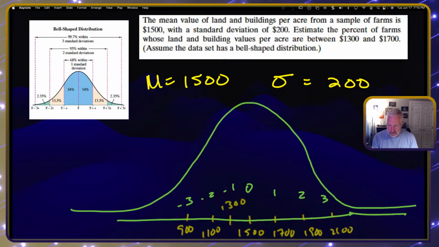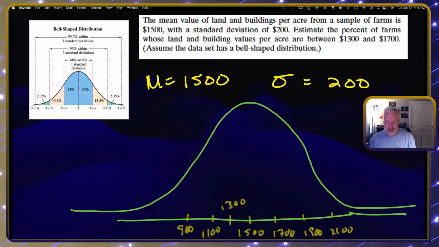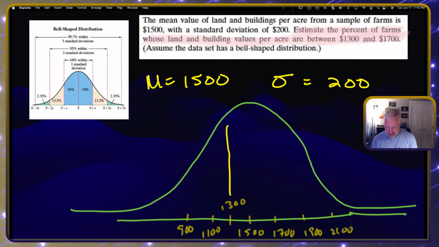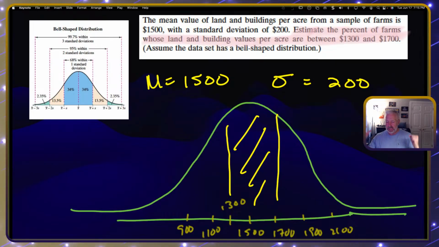Our question here is: estimate the percent of farms whose land and building values per acre are between 1,300 and 1,700. Okay? Let's do it. 1,300 is here. 1,700 is here. The area in between is from 1 standard deviation to 1 standard deviation on either side. That within the empirical rule is here. And that is simply 68%.